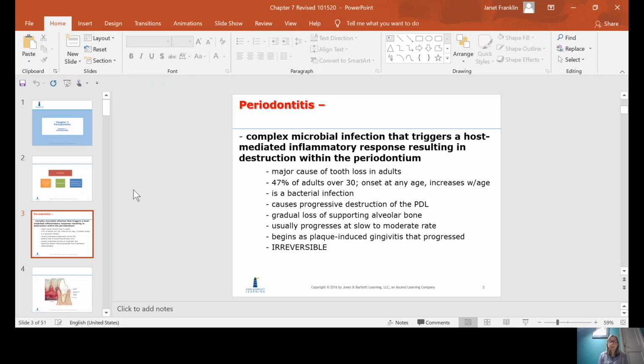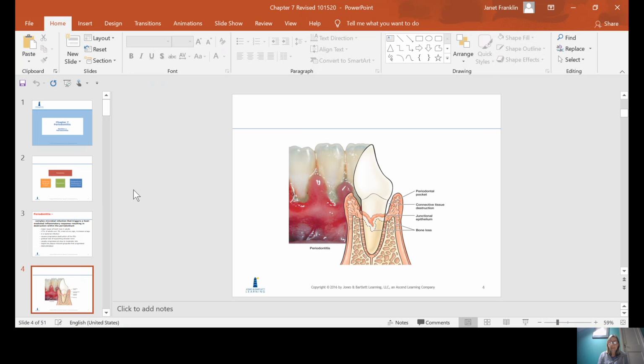It's a complex microbial infection that triggers a host-mediated inflammatory response resulting in destruction within the periodontium. So microbial infection that triggers the host response. Basically, plaque and bacteria form around the tooth and the gum. It triggers your body to recognize it and try to fight it with the inflammatory process. And as a result, it causes destruction to the periodontium. And this is a picture of what the supporting periodontium looks like in periodontitis.